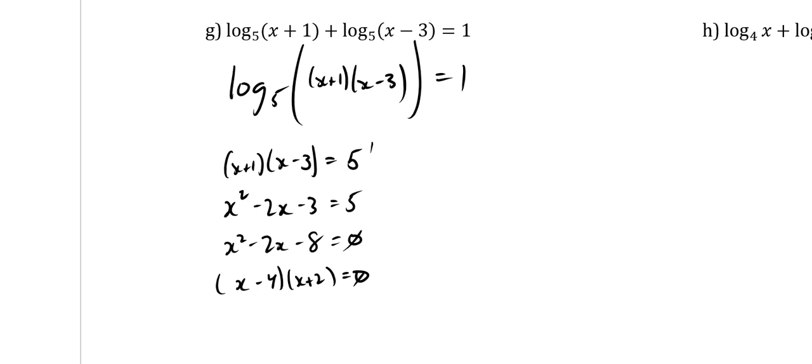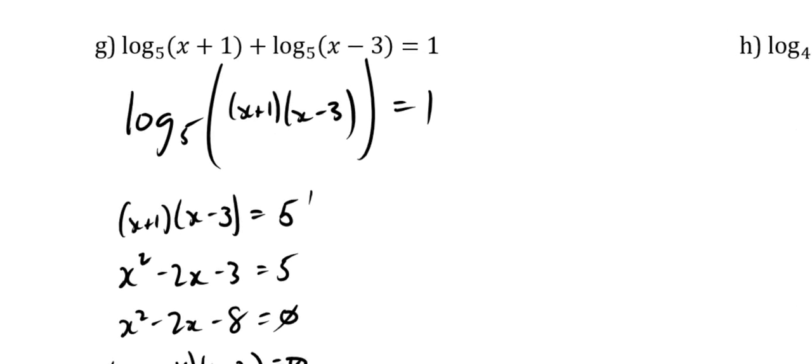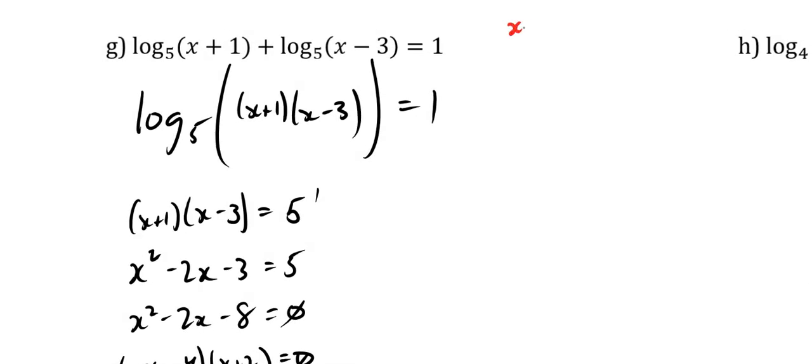And this is interesting. So before I move on, I'm going to go back and do my restrictions. Put your pencil down and watch. My restrictions are x plus 1 greater than 0, which means x is greater than negative 1, and x minus 3 greater than 0, which means x is greater than 3. So what can I conclude here?